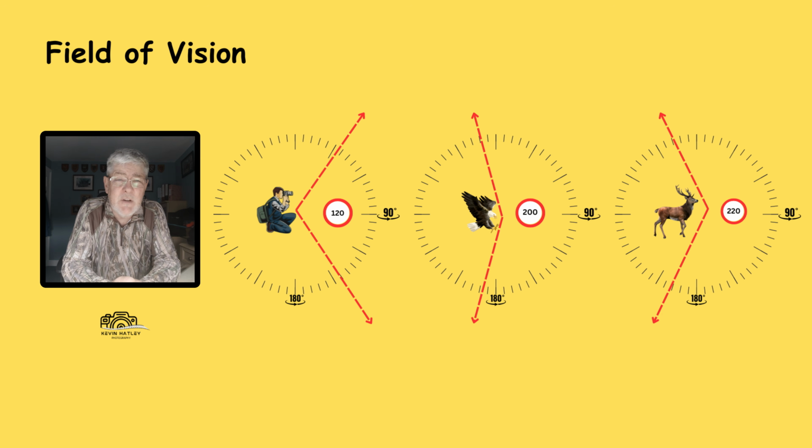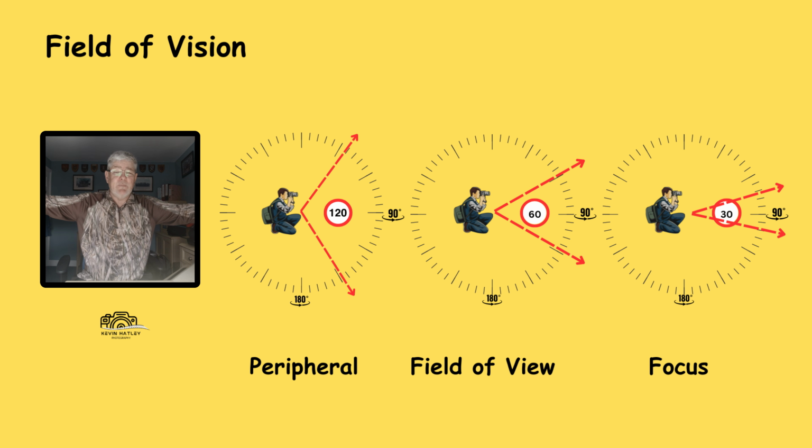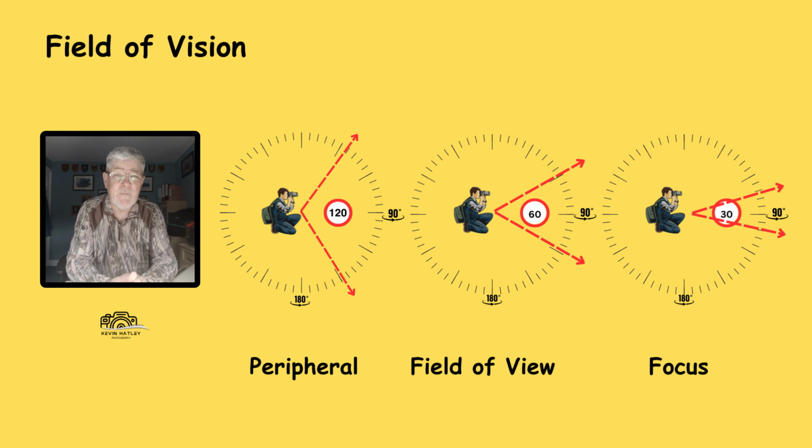Now, our 120 degrees of field of vision is actually peripheral vision. So that's vision on the extremes of our left and our right and our top and the bottom, and it's not really in focus. Our general field of view is approximately 60 degrees when things are in focus. But when we actually do focus in on a subject, that 60 degrees comes down to about 30 degrees.